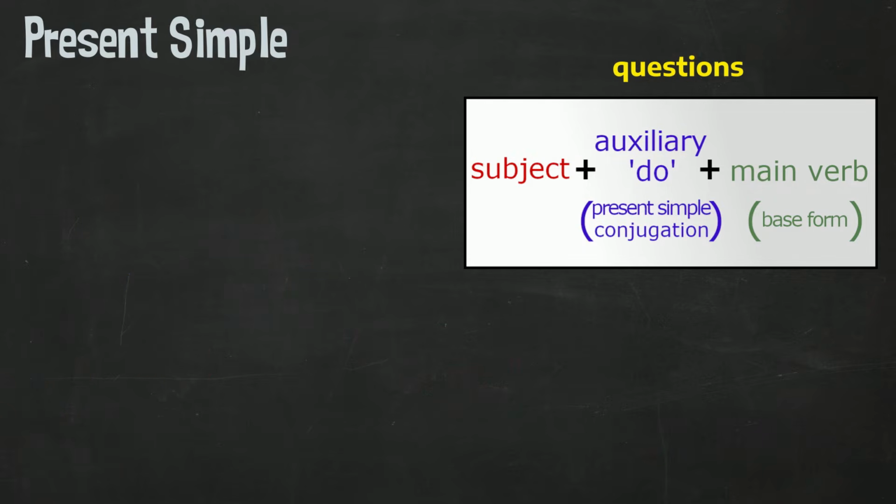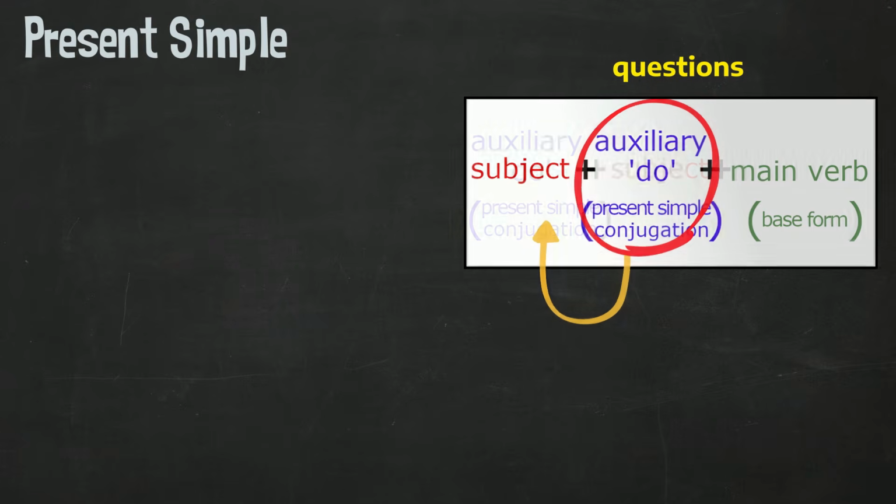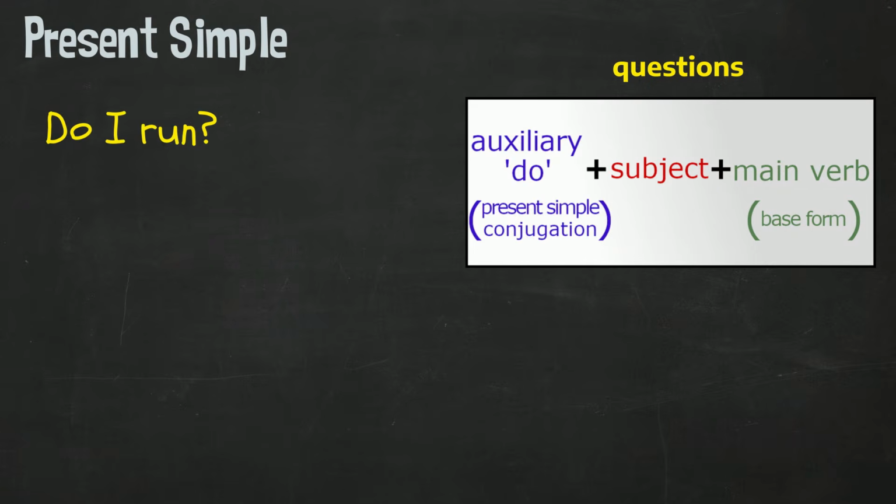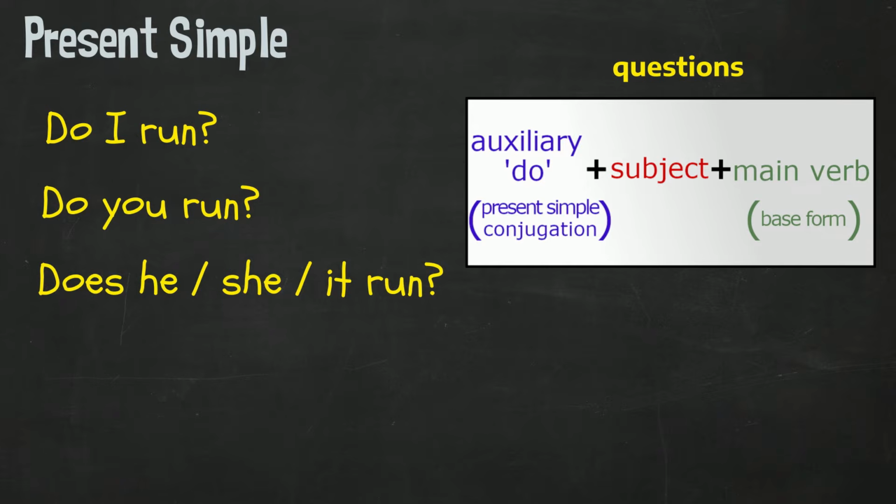When forming a question, we place the do or does before the subject. For example, do I run? Do you run? Does he, she, it run? Do we run? Do they run?